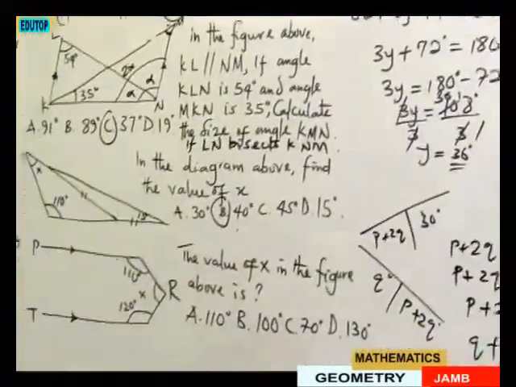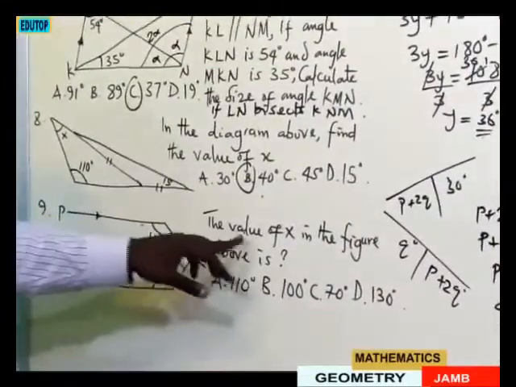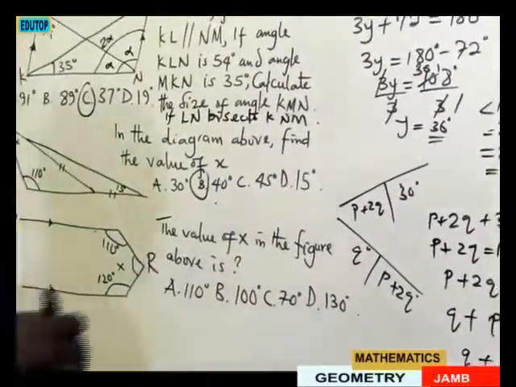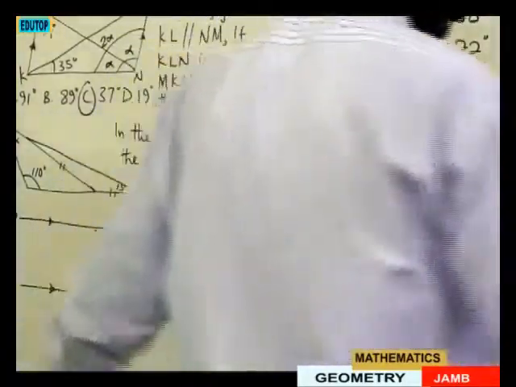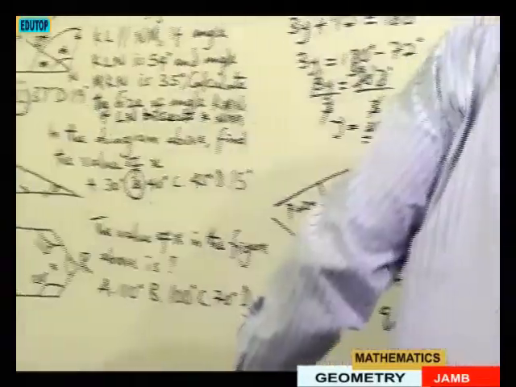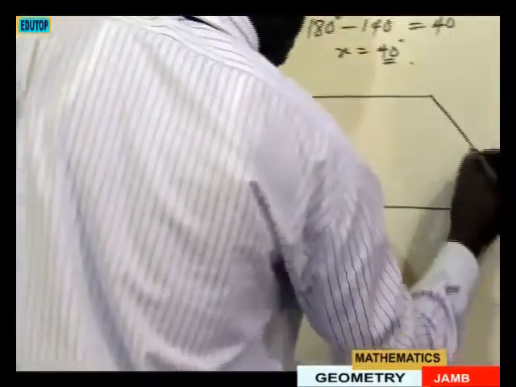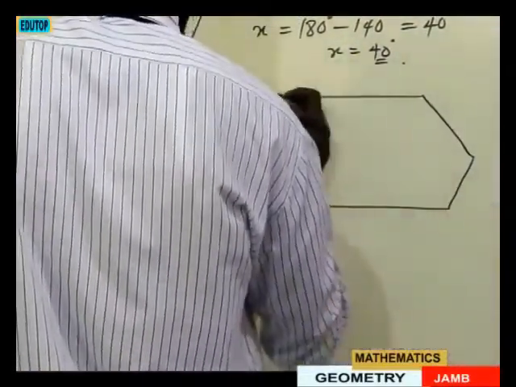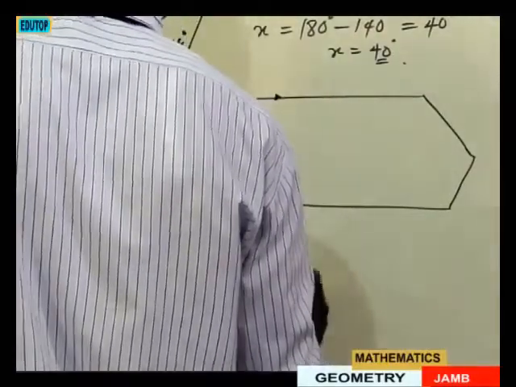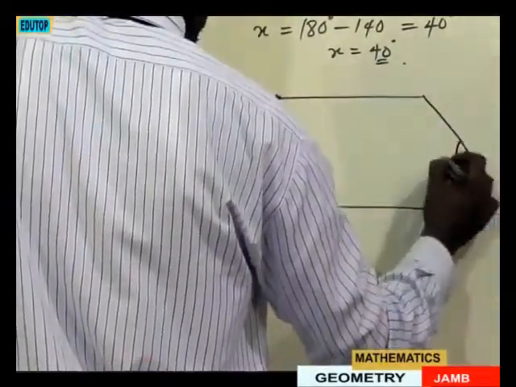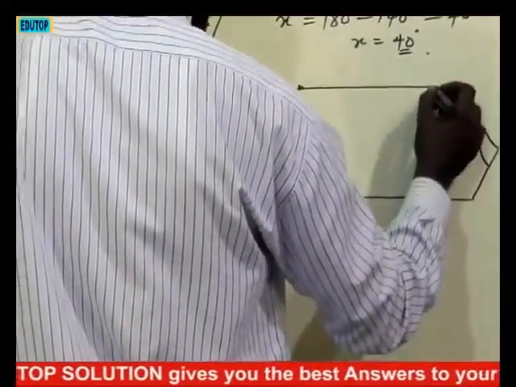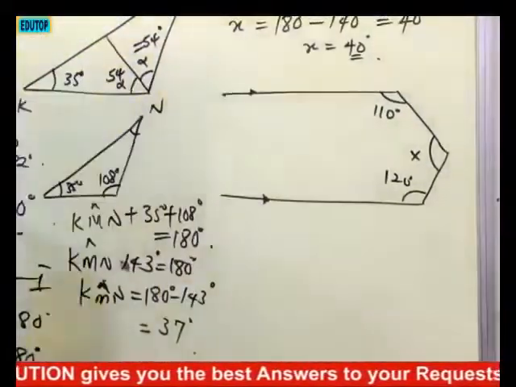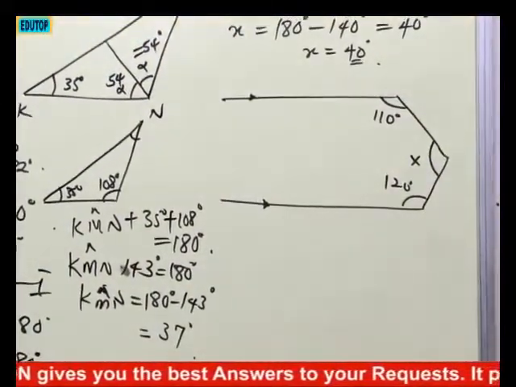Then number 9. Look at this shape. The value of x in the figure above is. So the question also asks us to look for the value of x. If you have to solve a question that has this kind of geometry, all you need to do is to note something. So you have a scenario like this. Then this line is parallel to this line. That's a clue. Then we know that we are looking for our x. X is this. And we know that this place is 110 and this place is 120.